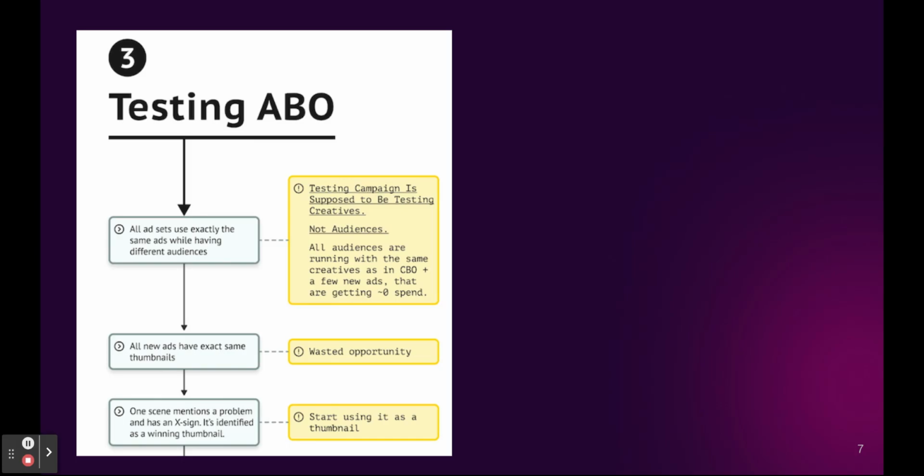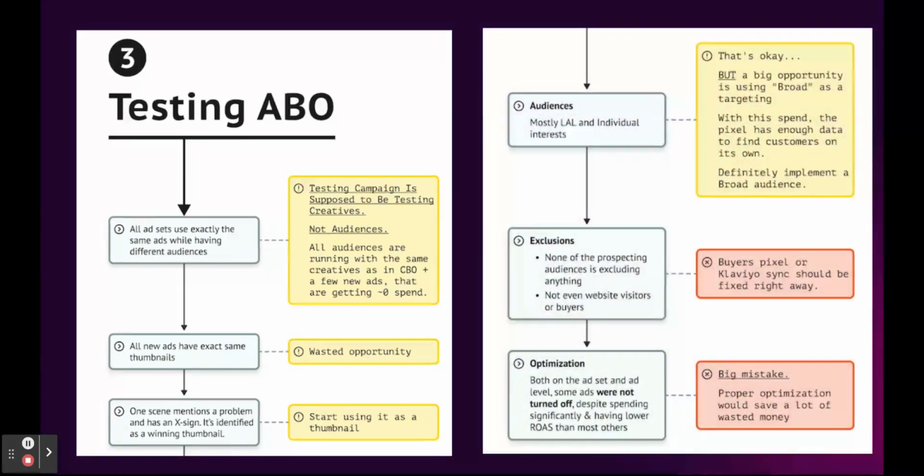There's one scene that mentions the problem and has an X sign. Usually, we found out that creatives with an X sign often make pretty good thumbnails. So potentially, my advice would be to start using it as a thumbnail. Regarding the audiences, they're mostly using lookalikes and individual interests. That's okay, but I think there's a big opportunity in using broad targeting, because with this spend, the pixel already has a lot of data to find the customers on its own. So I would definitely suggest implementing that.